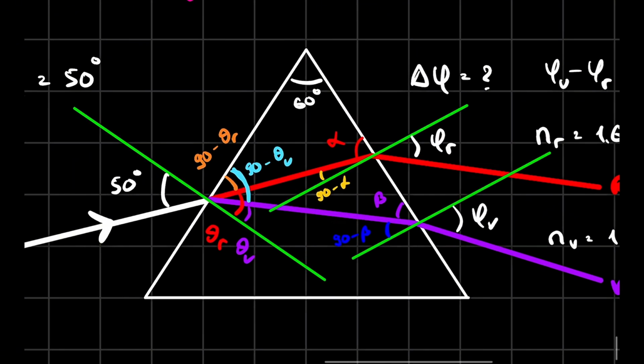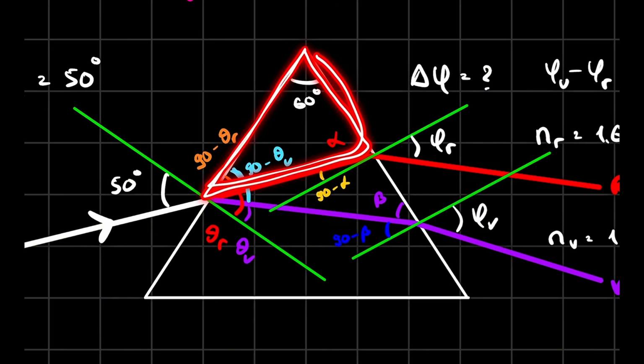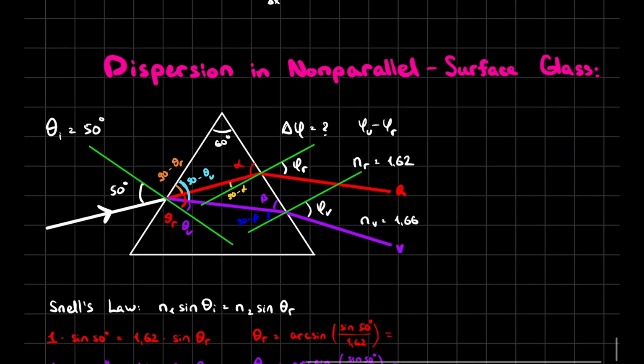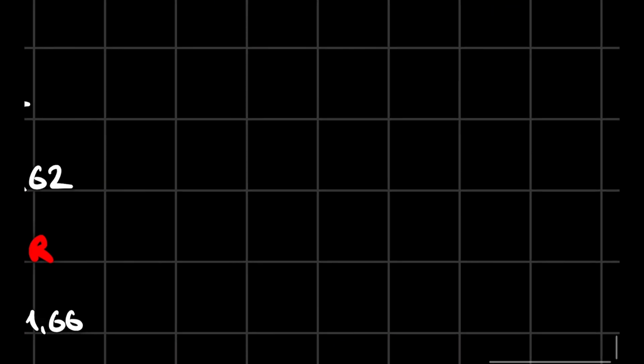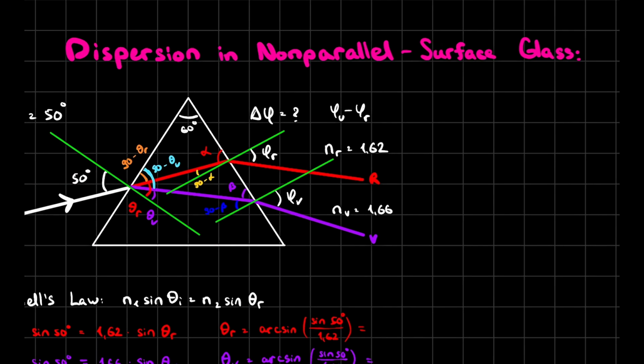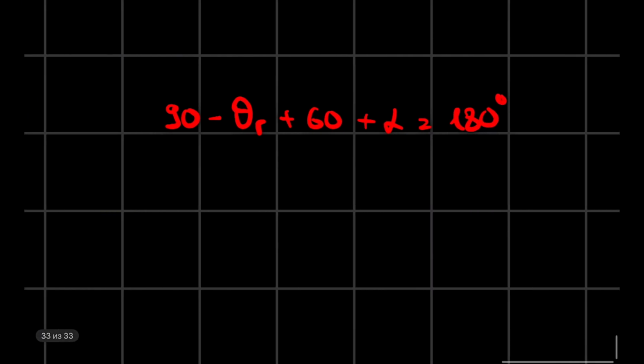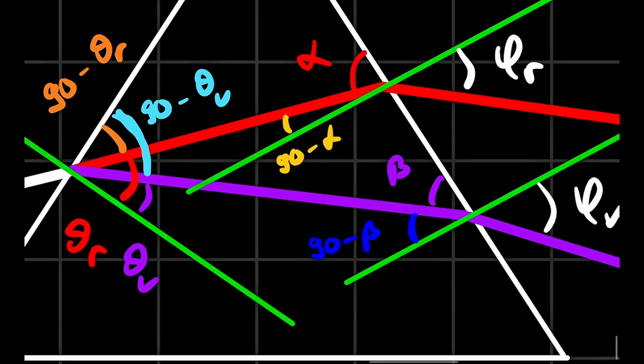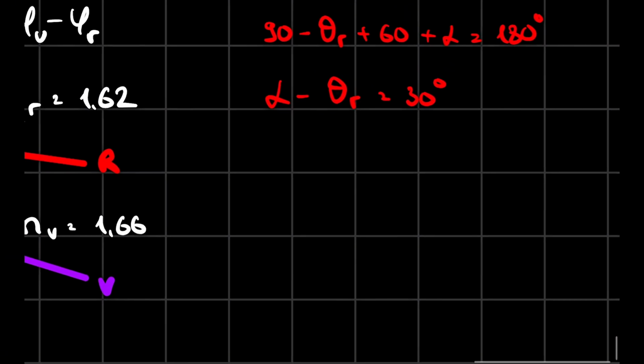Right now, let's work with triangles. These two triangles, right? In triangle number 1, we have here 90 minus theta r, we have here 60 and alpha, and those three together must give me 180, right? So for the red, it would be 90 minus theta r plus 60 degrees plus alpha equals 180 degrees. In that case, if I move 60 there and 90 there, it means that alpha minus theta r must give me 30 degrees, right? Look at this one, yeah? This would be my angle of incidence for the second part.